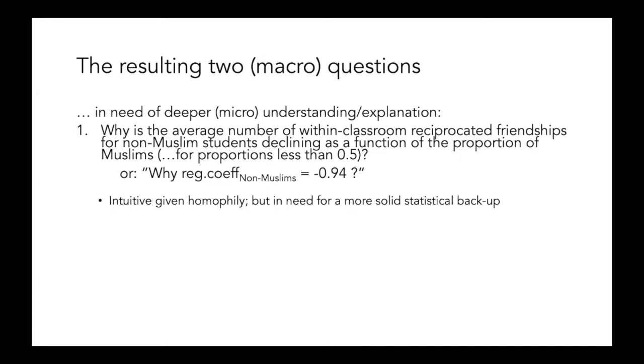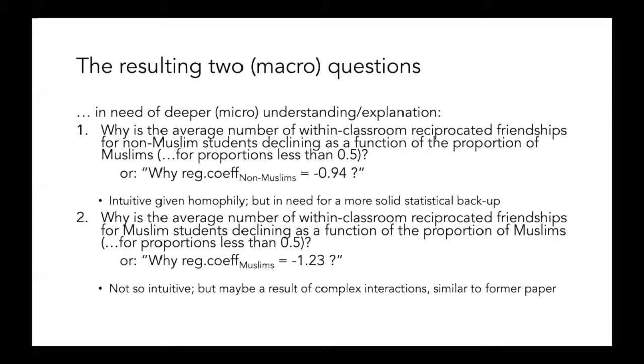Or to put it even more specifically, we could say, why is this regression coefficient minus 0.95? The explanation would be intuitively that this has something to do with homophily. So that is something which we maybe would even expect, but it is still in need of a more solid statistical backup. And the other question is more puzzling. Why is also the respective number for the Muslim students declining as a function of a proportion?